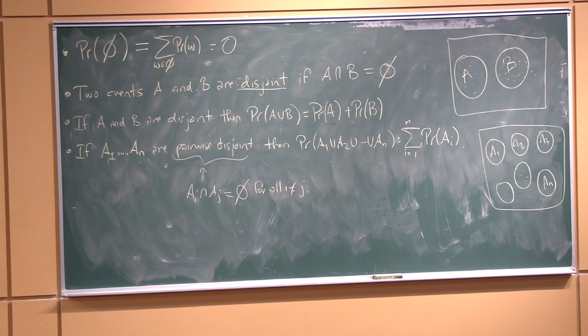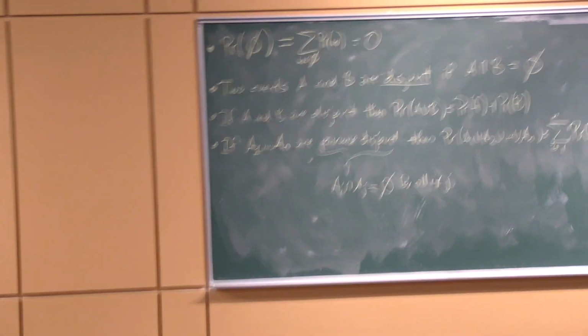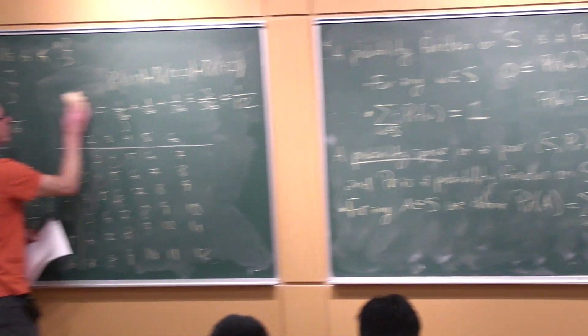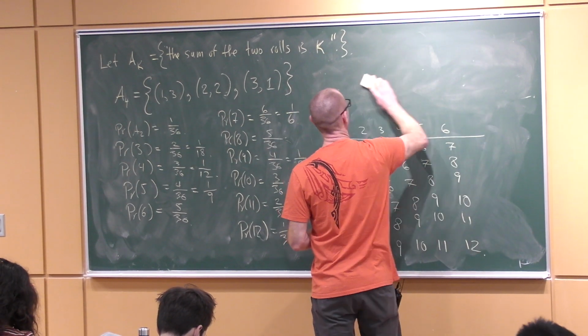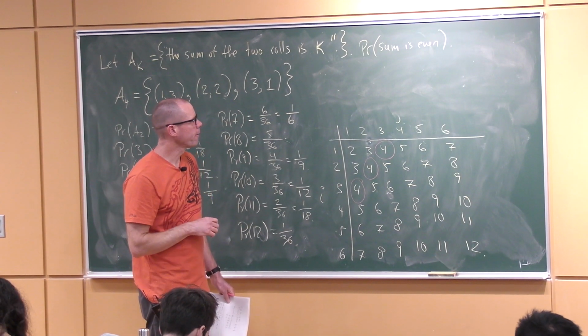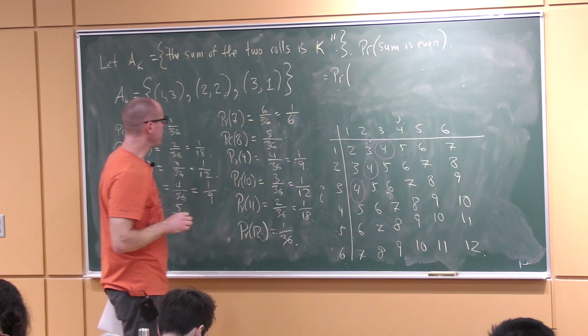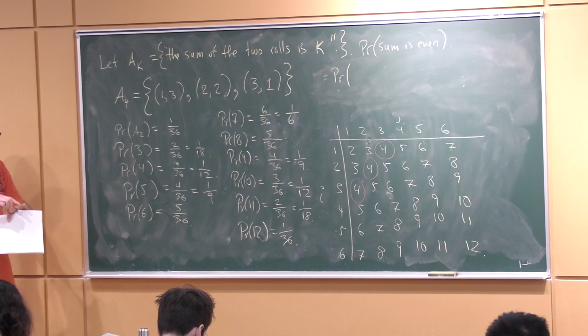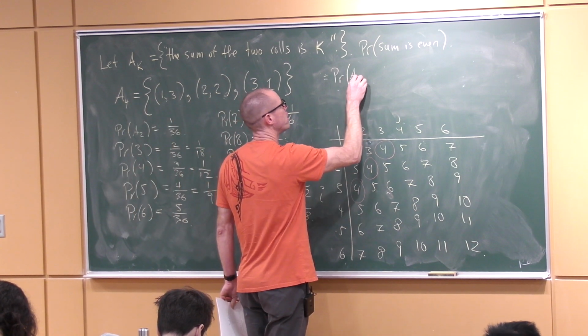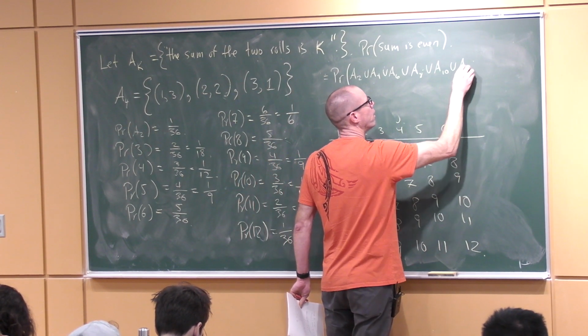Okay. Here's an example, coming back to rolling a die twice and taking its sum. The probability that the sum is even when I roll 2 dice. So we have a name for that. Well, if it's even, that means it's 2, 4, 6, 8, 10, or 12. So that's A2 union A4 union A6 union A8 union A10 union A12.